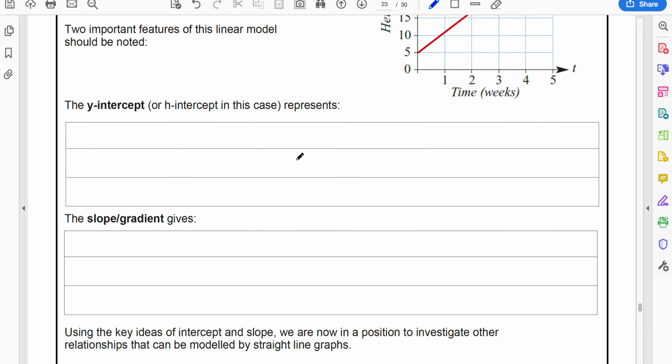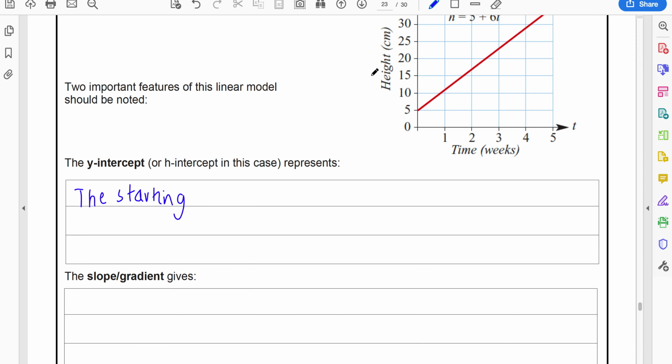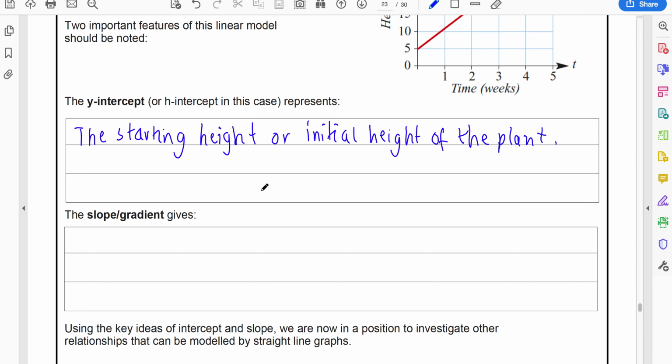So the important features, the y-intercept is our starting height, or initial height, you can say as well. Now, they do call it an h-intercept. Now, that's only because we've got h on the vertical axis. So don't be afraid of using a different letter. So that's one way that you can describe it.